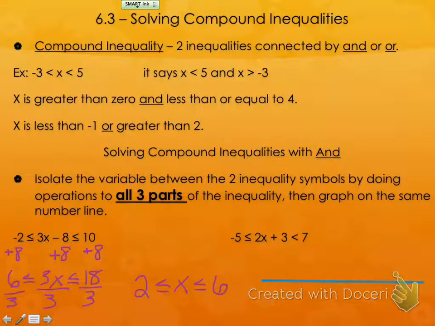Then I'm going to graph on a number line. So I've got 2 and 6. They're both going to be closed circles, since they're both less than or equal to, so a closed circle.